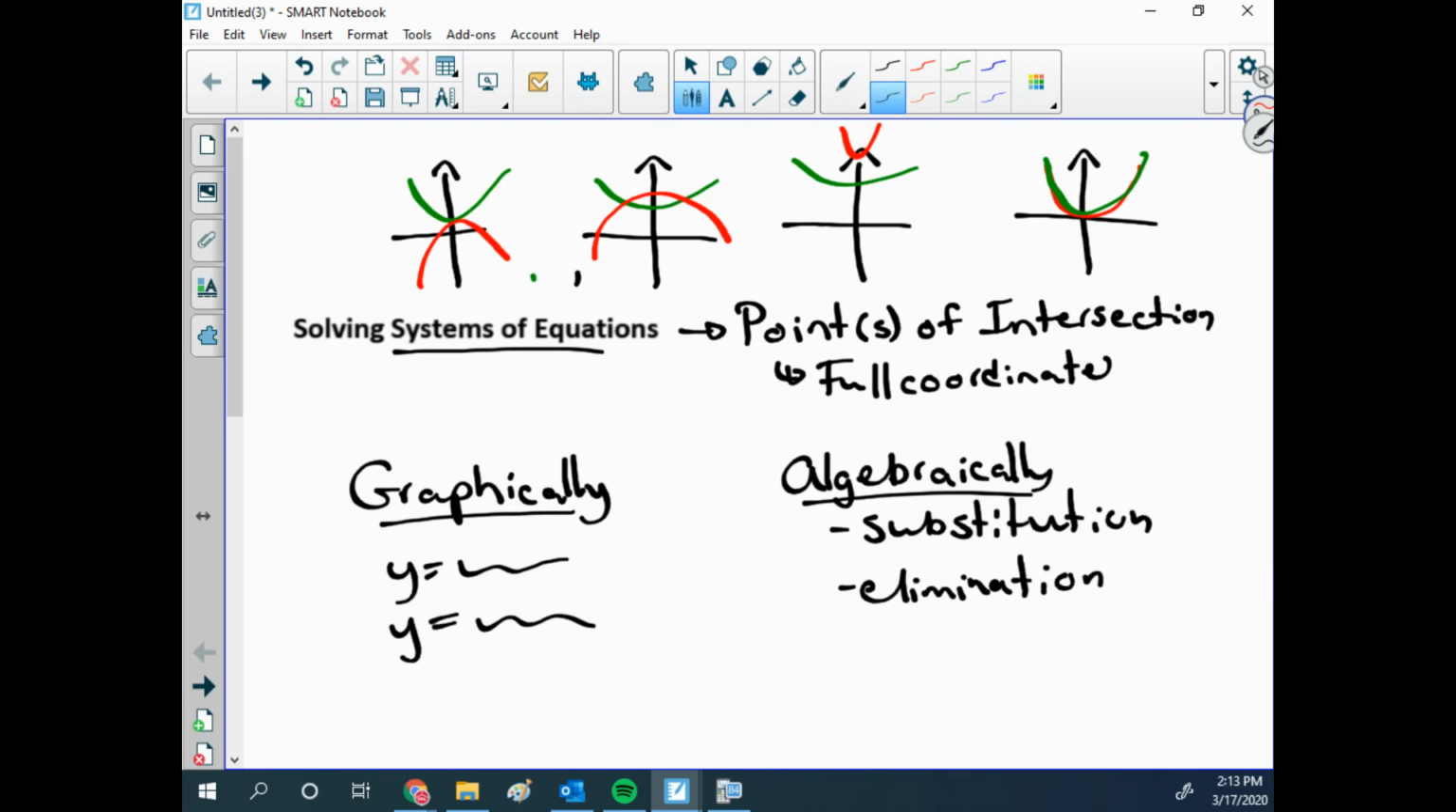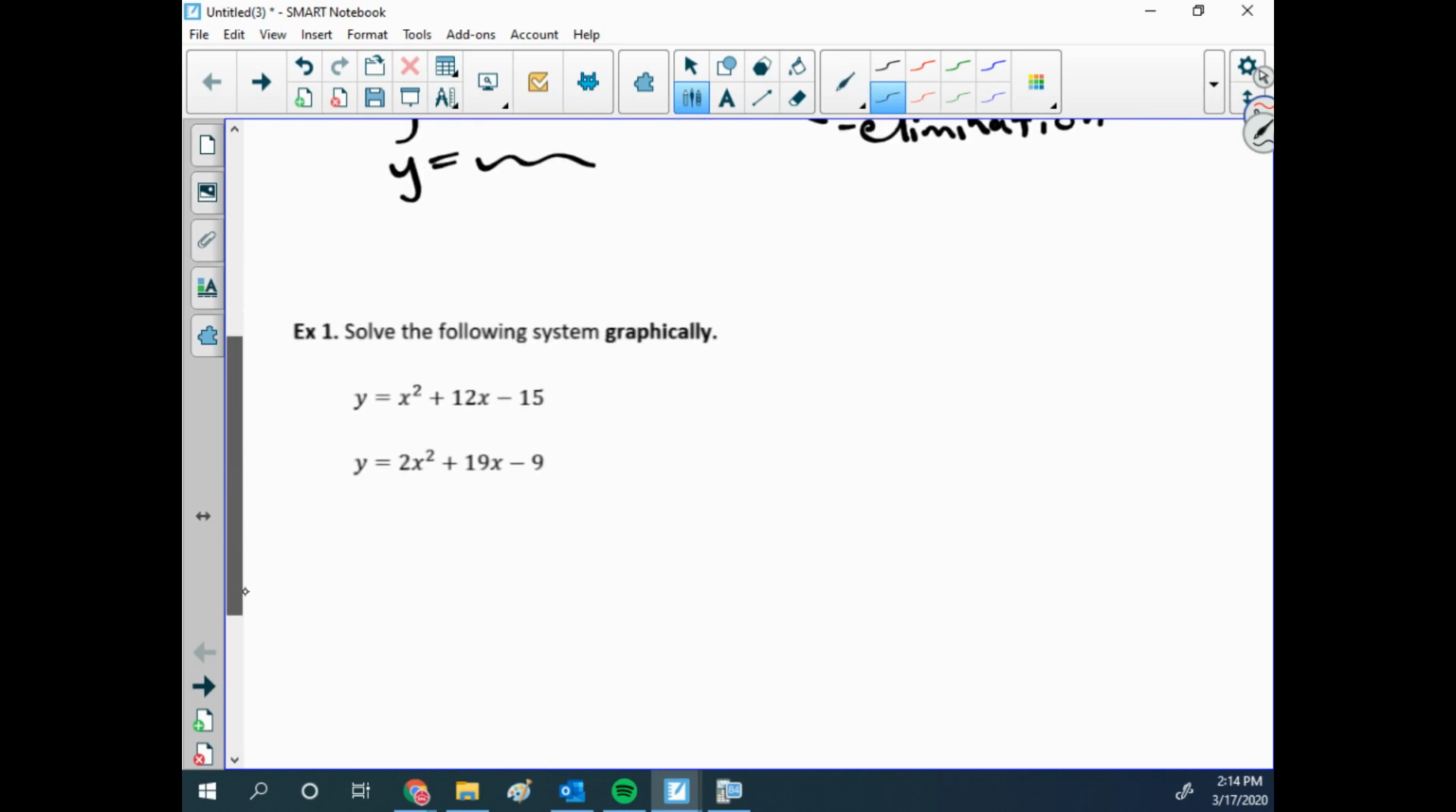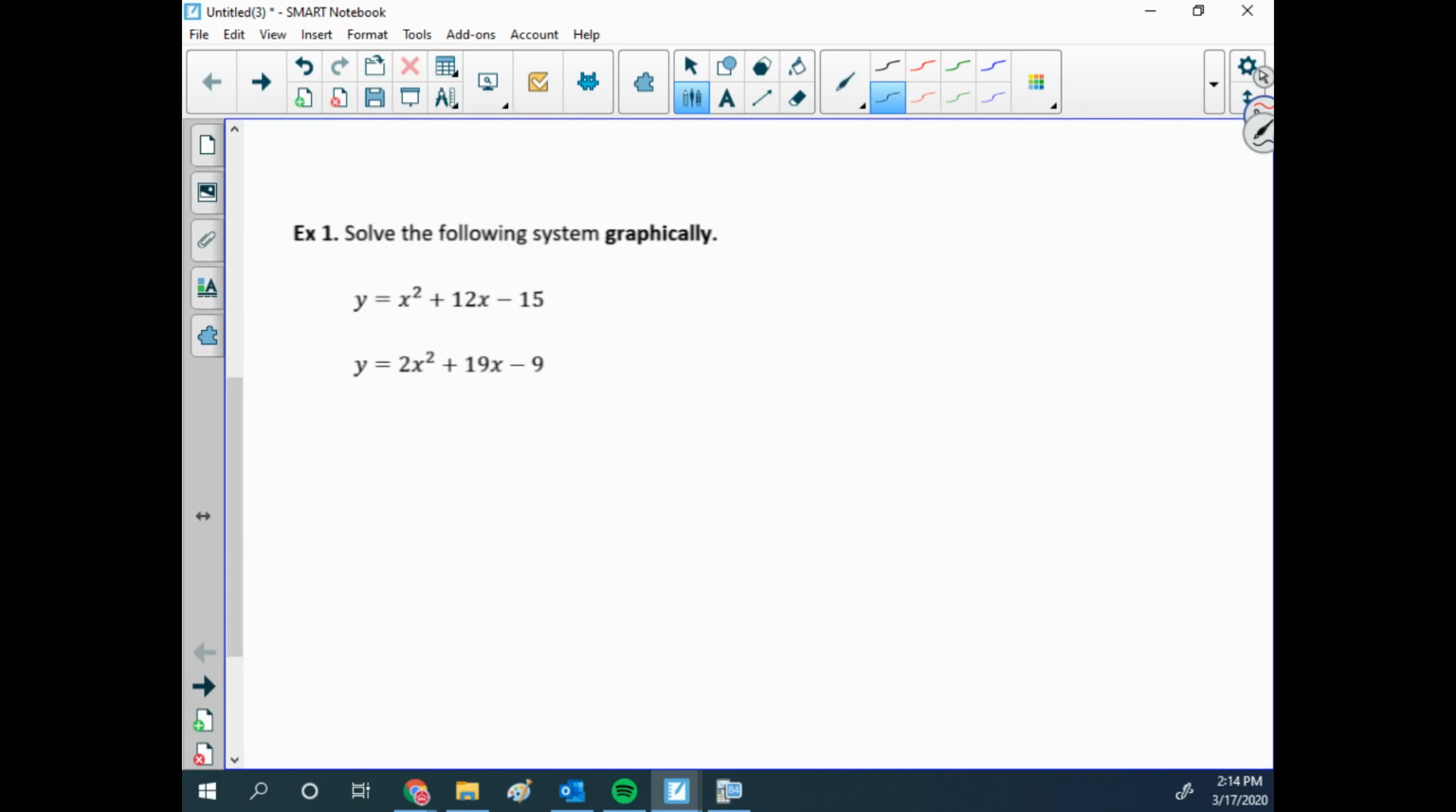I can always solve with one of these and then verify graphically or verify with another algebraic method. I can also verify by substituting that point in. If the left side equals the right side for both of those equations, that point is on the line, and therefore the point is an intersection. So let's go take a look at some questions.